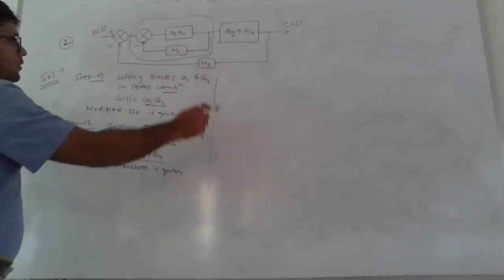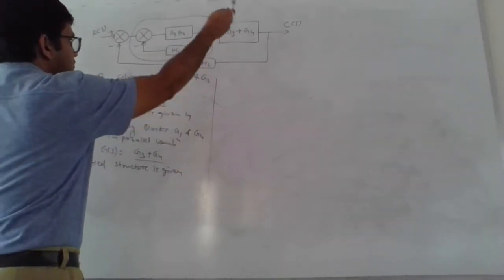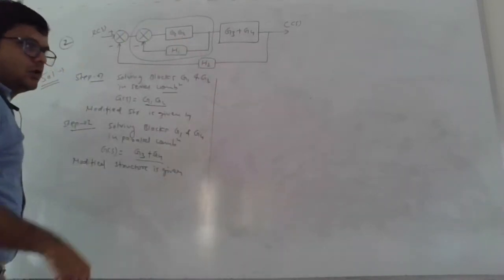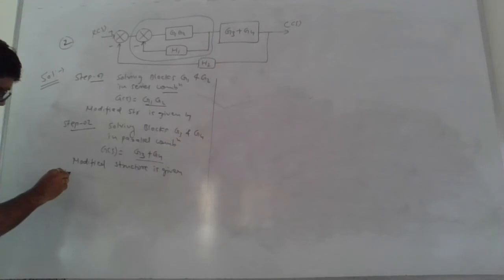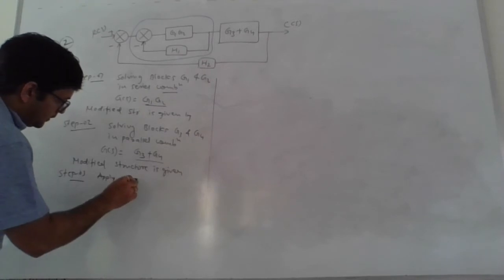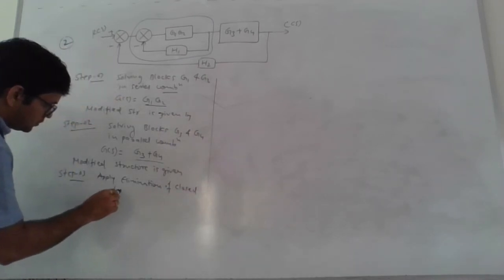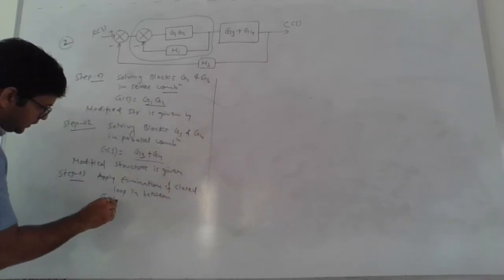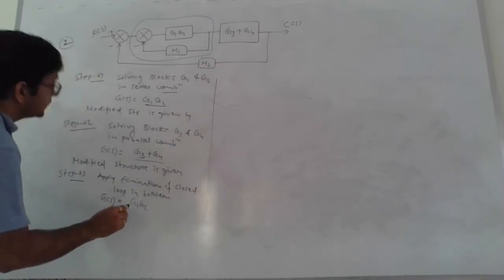portion, so this indicates what? Closed loop, where G1 into G2 is nothing but your G of S, which indicates your forward path gain, and H1 indicates your feedback path gain. So here we are in a position to apply rule number 3 of BDRT, which is nothing but elimination of closed loop. So step number 3, apply elimination of closed loop in between G of S into H of S, where G of S is nothing but your G1 into G2 and H of S is nothing but H1.